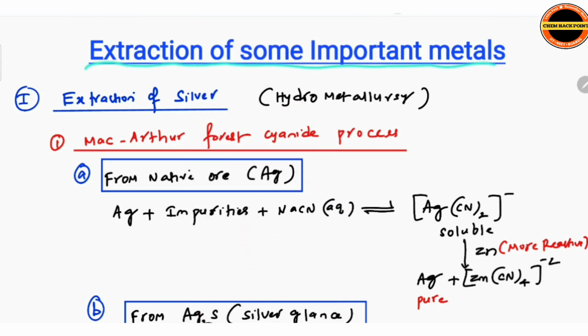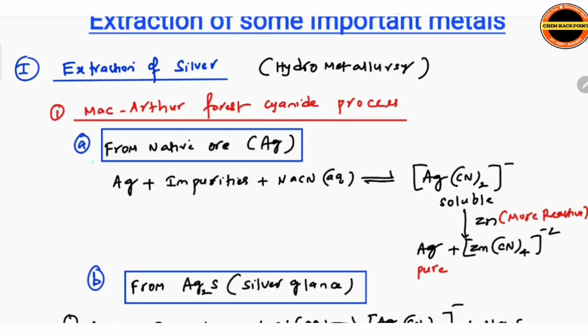Extraction of some important metals, starting with extraction of silver, a process known as the MacArthur-Forrest cyanide process. It is hydrometallurgy, meaning we use an aqueous solution form. If you are starting with native silver ore, silver along with impurities, NaCN is added and it forms a soluble complex, a silver cyanide soluble complex.